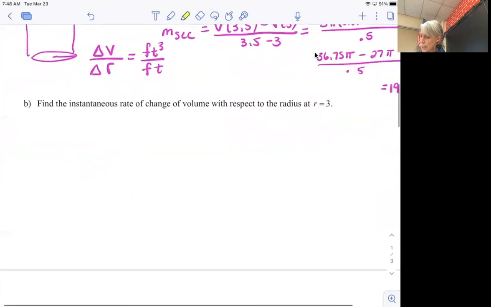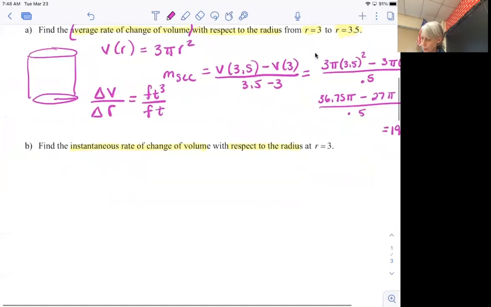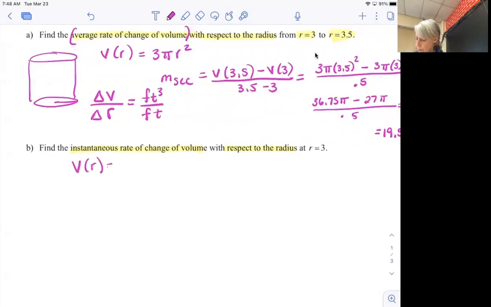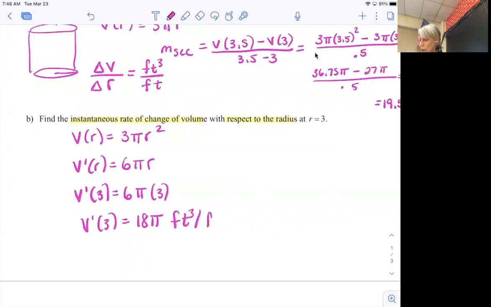Now we want to find the instantaneous rate of change with respect to the radius. Instantaneous, you're going to use the derivative. So I start with my original function, and I'm going to find the derivative of that function. So V prime of R is going to equal 6 pi R. And now if I want to find it at the instant the radius is 3, I'm going to plug in 3. So V prime of 3 equals 18 pi. And again, my units of measure are going to be feet cubed per foot.